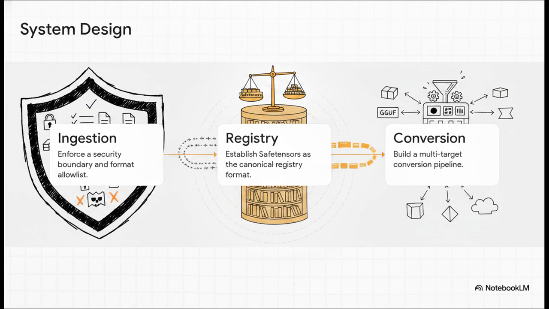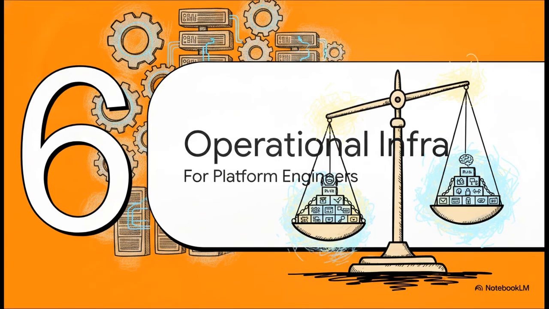Step 1. Enforce a strict security boundary at ingestion. Treat any untrusted pickle file like unsigned malware. It simply does not pass. Step 2. Establish a canonical model registry using Safe Tensors as your undisputed gold standard. Step 3. Build a multi-target conversion pipeline where you automatically produce GGUF or ONNX files specifically tailored for each downstream target environment. And finally, Section 6, Operational Infrastructure.